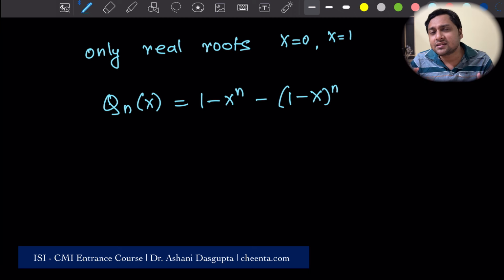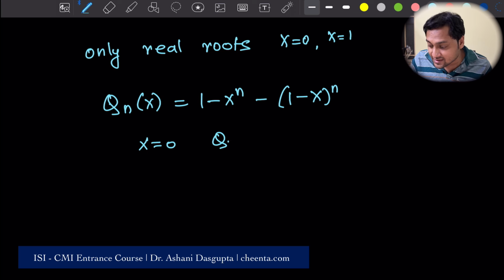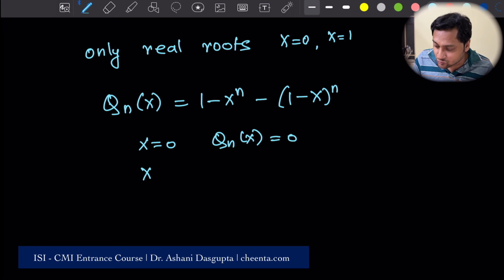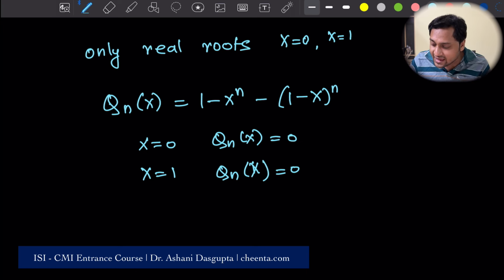So here is the main strategy. I'm going to study the points of maxima and minima of the function, and then I will sketch the function. Once I do that using calculus, it will be clear that there are no other roots. First of all, x equal to 0 definitely makes Qn(x) 0. And x equal to 1 definitely makes Qn(x) 0. So definitely x equal to 0 and x equal to 1 are two roots. And we want to show there are no other real roots. Okay, so how do we go about it?